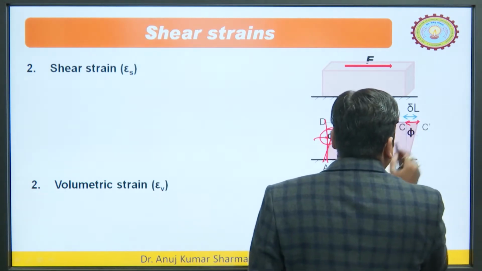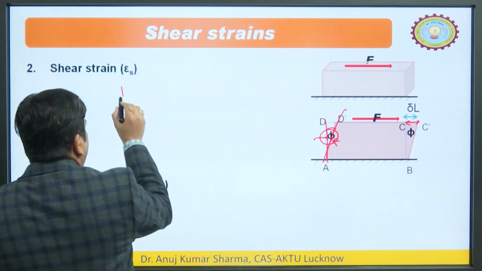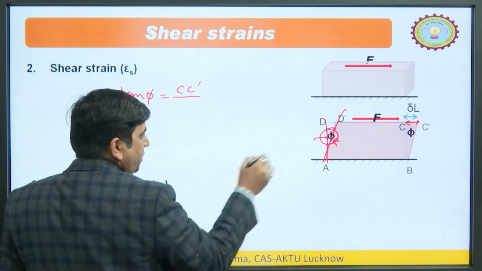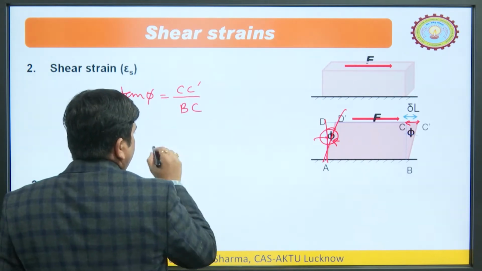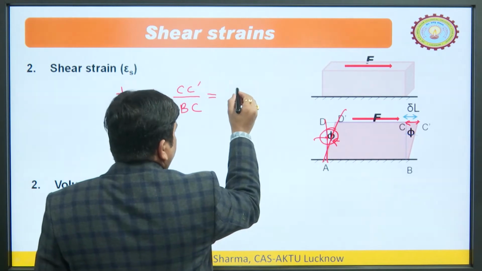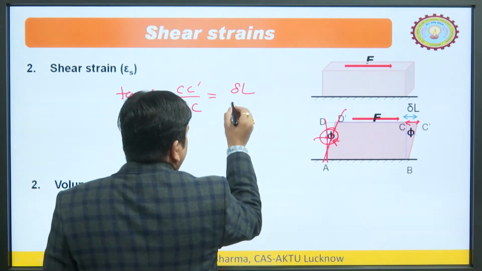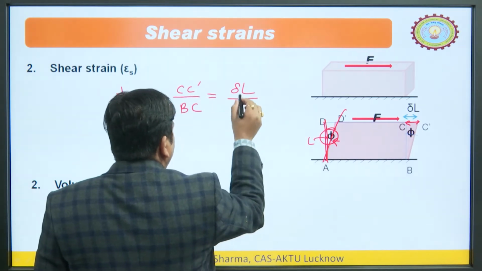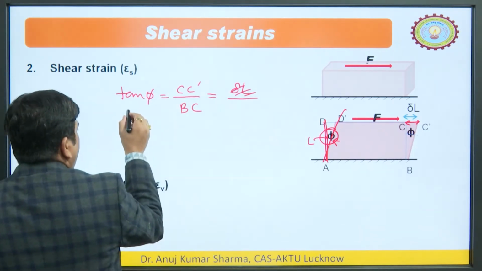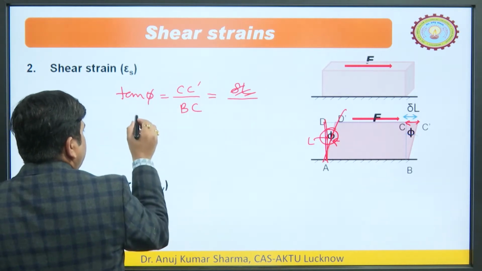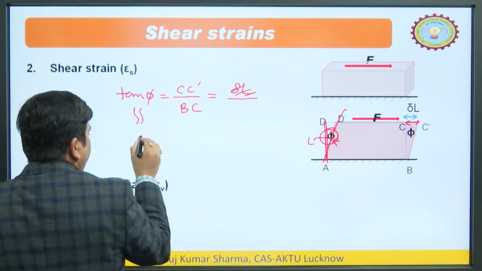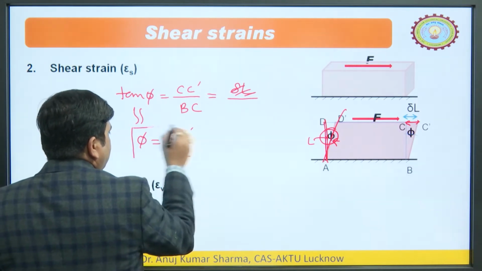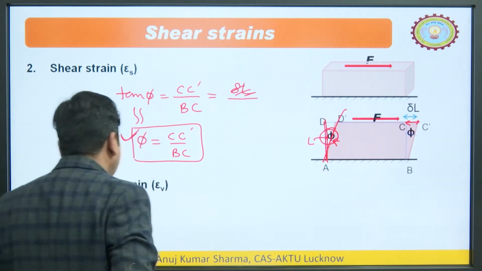Deflection is this CC dash. Similarly, tan phi is equal to CC dash upon the dimension BC. So CC dash means delta L, whatever it is, and BC is this dimension, let us say L. Let us leave it. For very small values of phi, tan phi becomes phi, so it becomes CC dash upon BC. If we know this value, then we can easily calculate the shear strain.